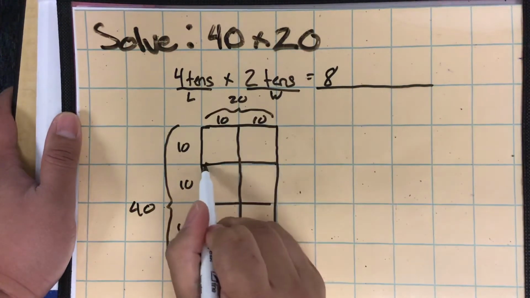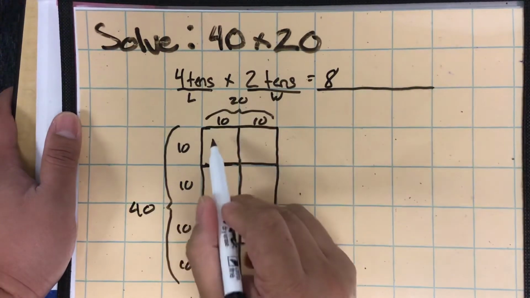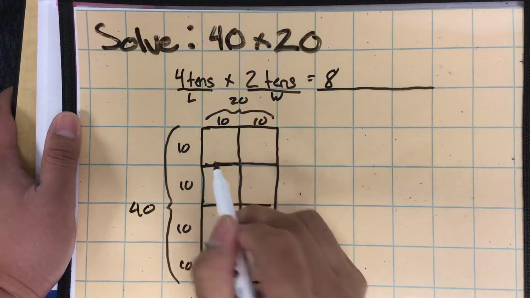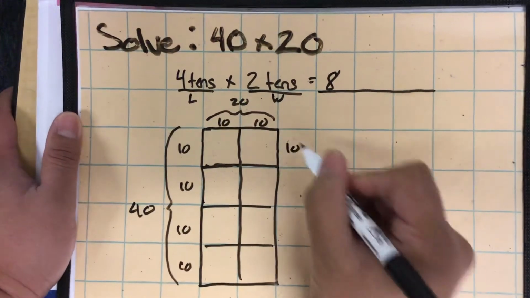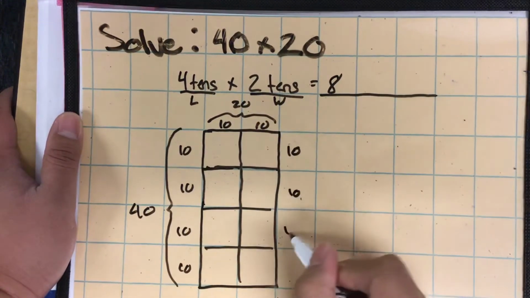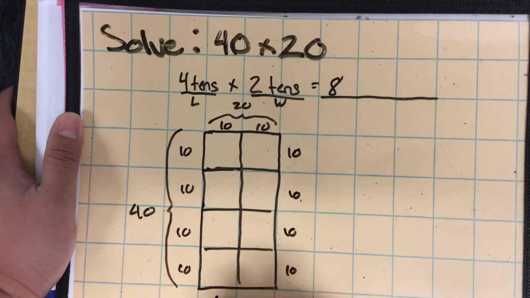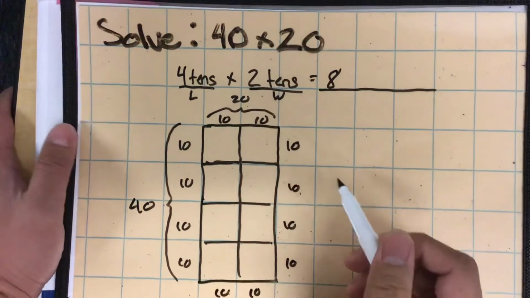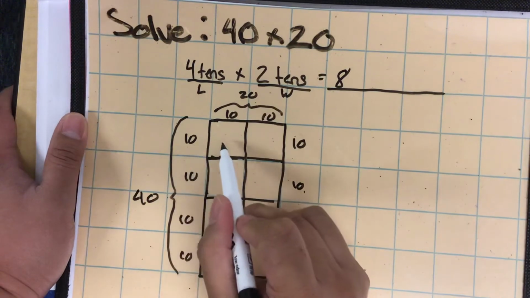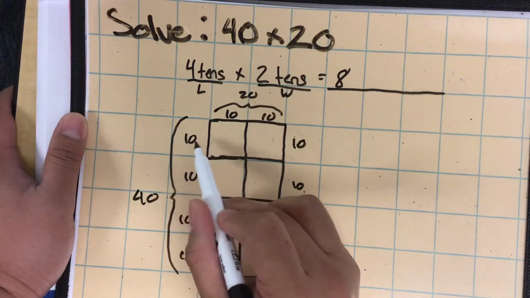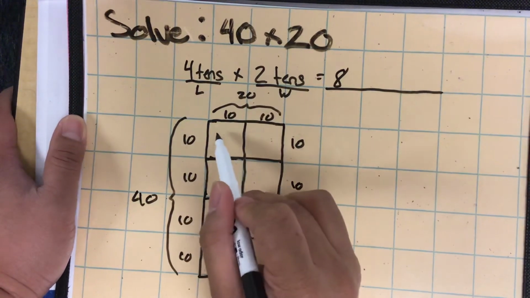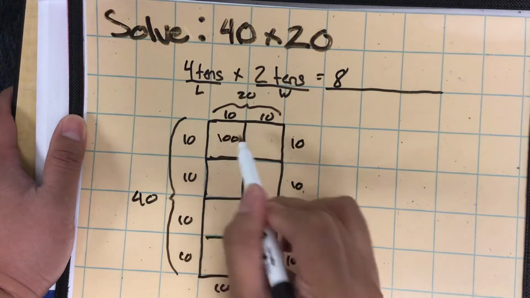Now, all we have to do is figure out each of these boxes. Each shows a 10 times 10, okay? So if I write on the other side, we're going to have 10s there and 10s here. So this is one box of 10 times 10. Well, what's 10 times 10? Well, 10 times 10 equals 100.